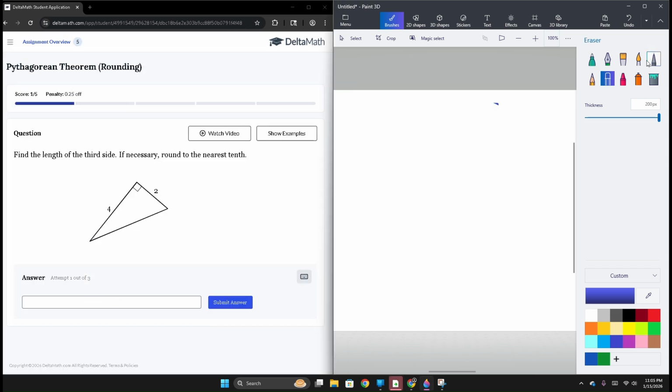Okay, for our next example, we are also asked to find the length of our third side, and if necessary, we are to round to the nearest tenth. I'm going to start by writing the formula, and using the same trick, I'm going to take the two sides that form the right angle to plug in my a and b. Now I know I'm looking for my c, or the one that connects the two sides together.